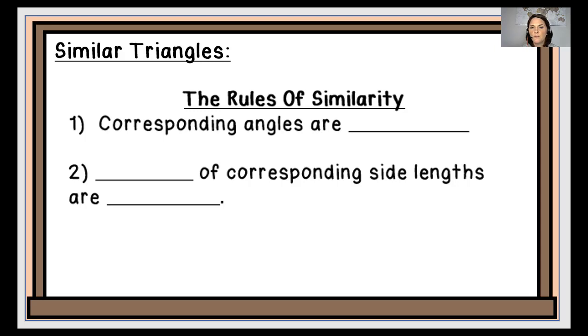So there are two rules for similarity. Number one, corresponding angles are equal. The second rule for similarity is ratios of corresponding side lengths are equal.